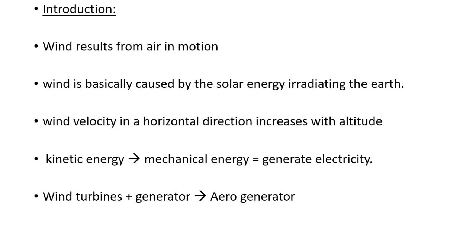Because wind turbines produce rotational motion, wind energy is converted into electrical energy when we connect this turbine to the electric generator. The combination of wind turbine and generator is called an aerogenerator. Wind turbines plus generators are called aerogenerators.